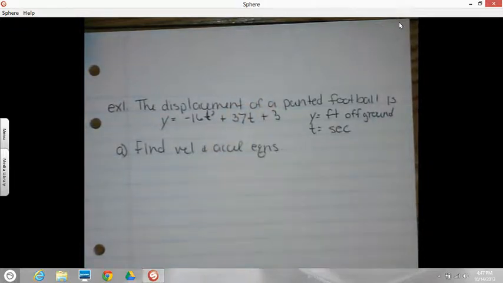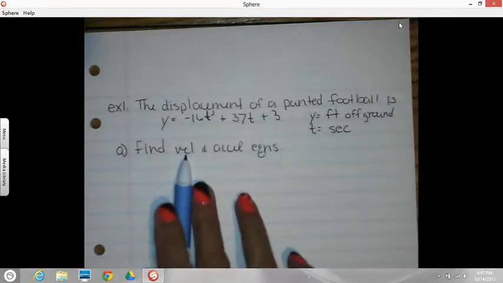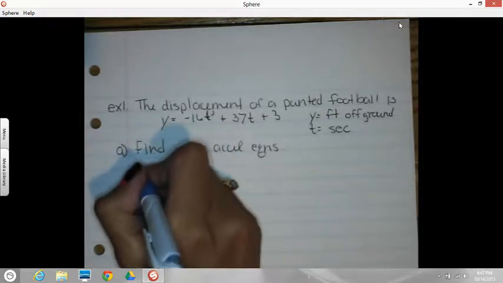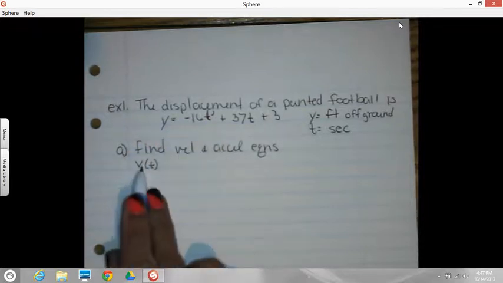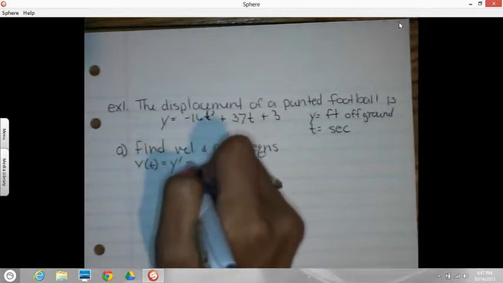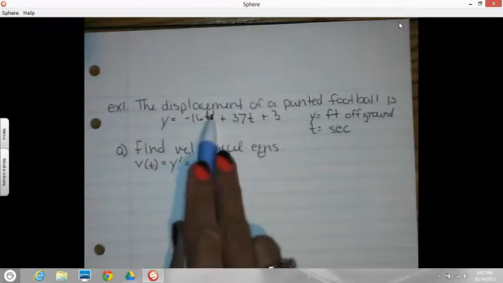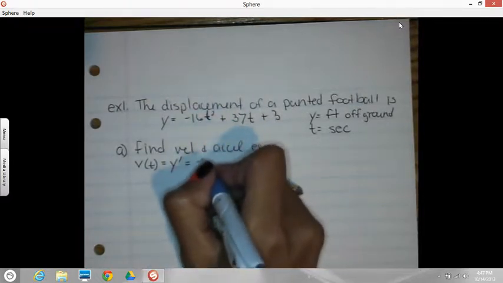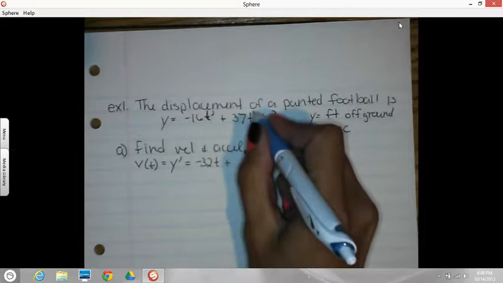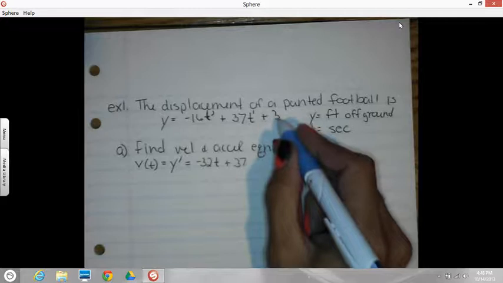Notice it does not tell you to do any derivative stuff. It just says, give me velocity, give me acceleration. You've got to know that velocity is the derivative of distance. This is a distance equation. So velocity, we'll call it v for velocity with respect to time, is the first derivative of distance. So velocity is the y prime. If we do the little power rule, that will give us negative 32t to the first plus, that's an exponent of 1, multiply, you get 37t to the 0, and then the derivative of 3 is 0.